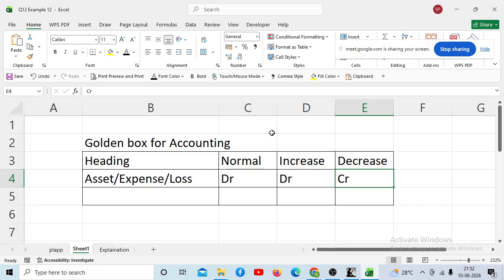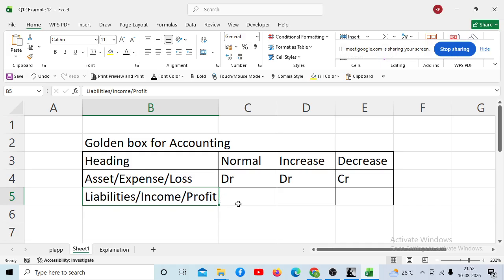See, you have to remember only this much, and your full accounting is done. These two are logic, right? Just the heading and the normal balance, that's all. Tell me what is the second heading? Liabilities, income, profit. Tell me the normal balance. Credit side. What will happen if it is increasing? Credit. And what will happen if it is decreasing? Debit. Done?